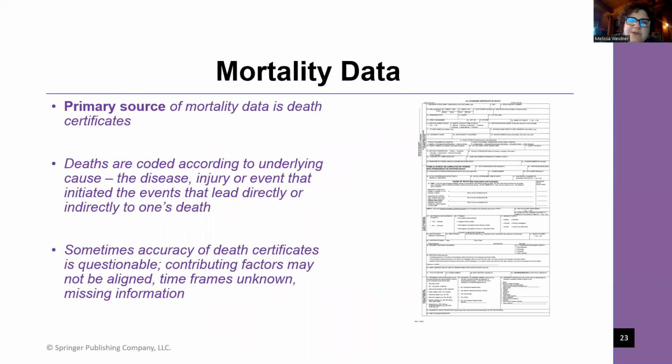Mortality data comes primarily from death certificates. The problem is that sometimes these certificates are not accurate. The contributing factors may not align. The timeframes of the onset of the disease is sometimes unknown, and sometimes there's information that is missing. I know when I work as a hospitalist, I know that patient for a very brief period of time, and I may not be able to fill in all the background information. Deaths are coded according to the underlying cause of the disease, the injury or event that initiated the chain of events that led directly or indirectly to one's death.